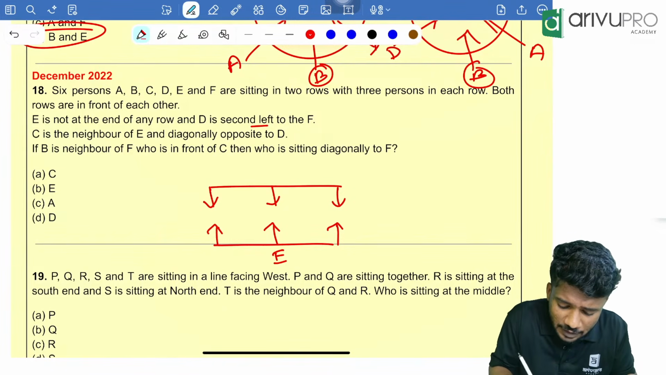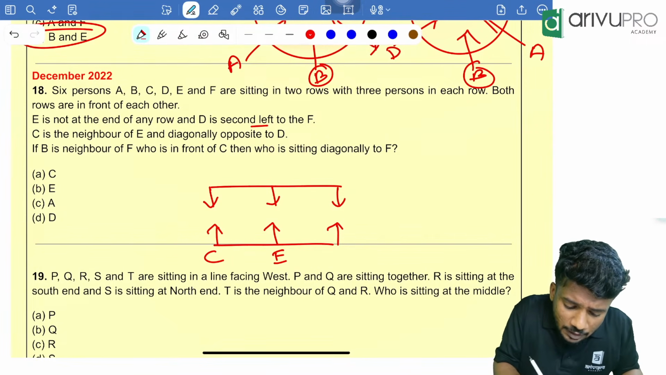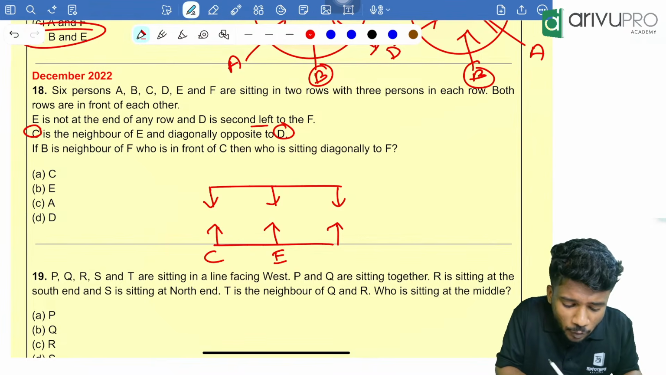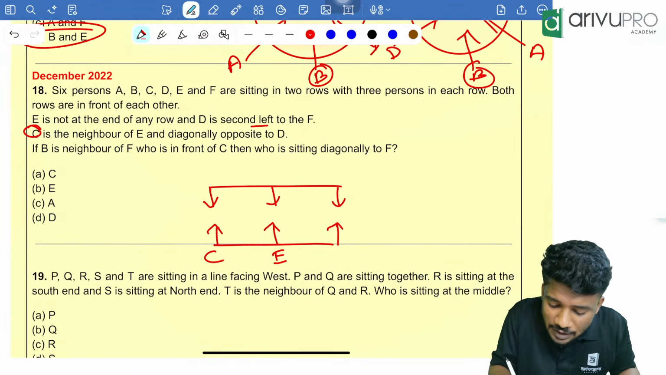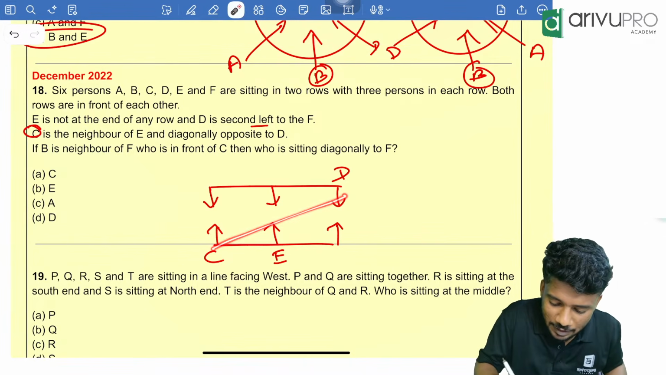C is a neighbor of E. Okay, I draw C over here. And diagonally opposite to D. So, who is diagonally opposite to D? C is diagonally opposite to D. That means diagonally opposite means they should be like this.